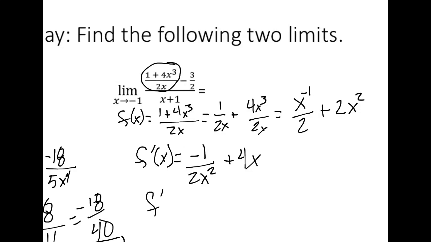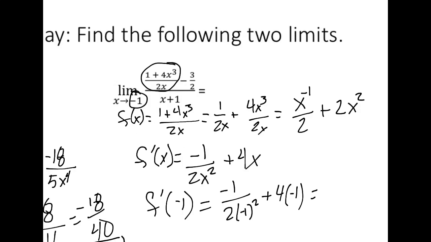And I can plug in my x value of negative 1 to get negative 1 over 2 times negative 1 squared plus 4 times negative 1 is negative 4.5. So negative 9 halves. Done.